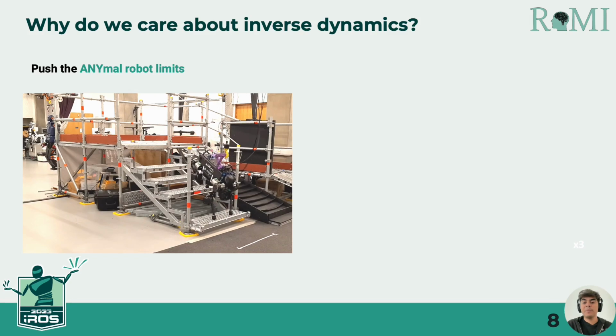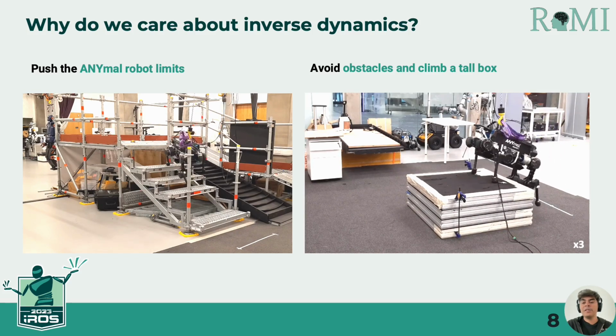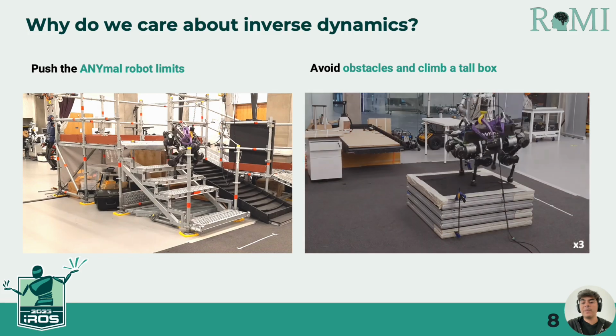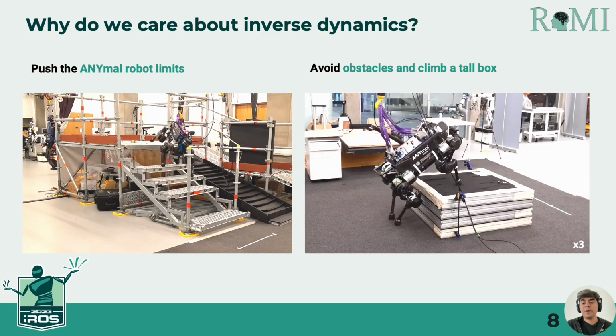It enables ANYmal B, a weaker version of ANYmal, to climb stairs that are missing a step. This is an important capability that our method can enable for many other robots. Another challenging task that our method enables is climbing boxes. Here, the ANYmal robot can push its own kinematic and dynamic limits. Without doing this, the robot won't be able to climb this box.